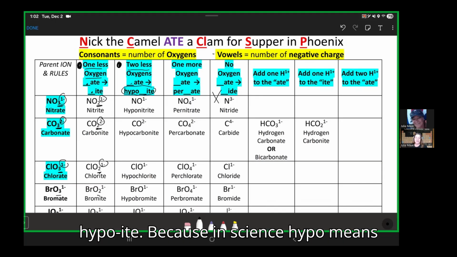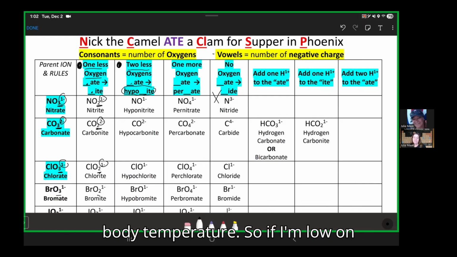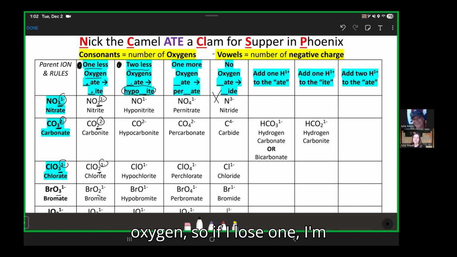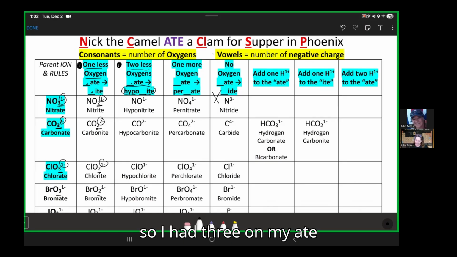hypo-ite. Because in science, hypo means really low. Like hypothermia, really low body temperature. So if I'm low on oxygens, if I lose 1, I'm low and I become an ite. But if I lose 2, now I'm really low on oxygens and I'm a hypo-ite. Okay? So I had 3 on my ate to start with. I lose 1, I become an ite. I lose 2, I become a hypo-ite.